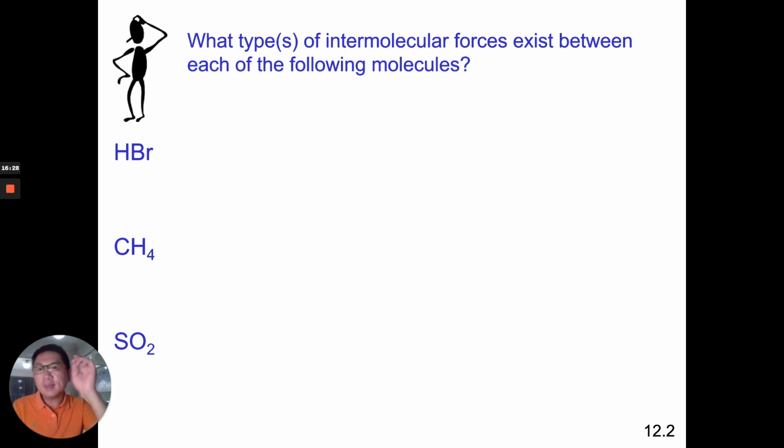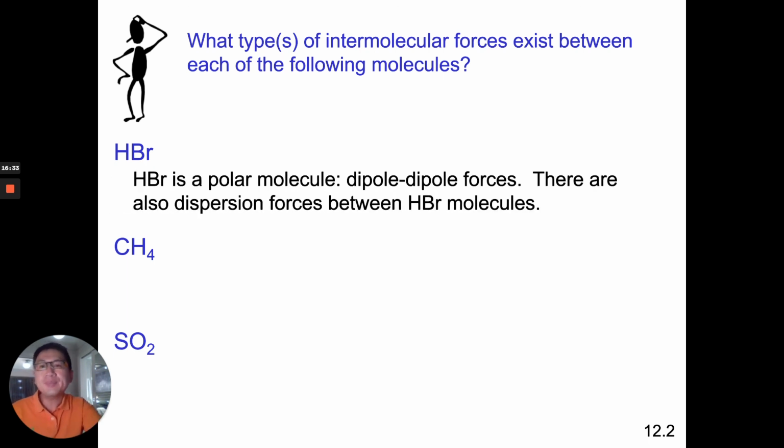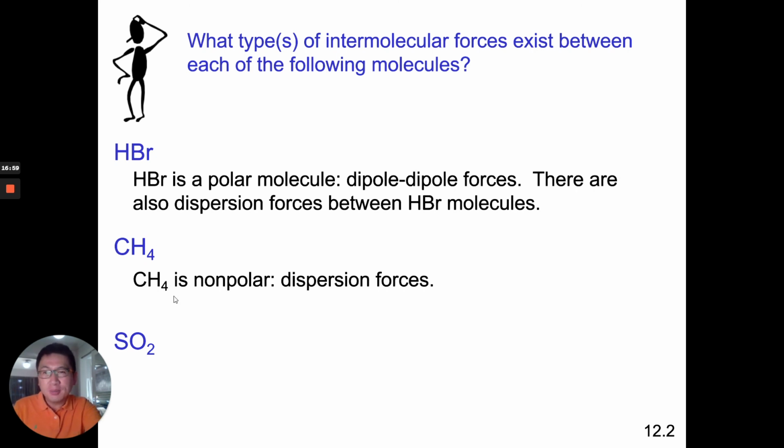Okay, so what types of intermolecular forces are going to occur in each of these? HBr. HBr is a polar molecule, and if it's polar, it will have dipole-dipole forces, and all molecules will have dispersion forces. All molecules will always have dispersion forces. Next thing, CH4, methane. If you drew the Lewis dot structure, you'll see that the hydrogens are all equally around it, meaning it's going to be nonpolar. And if it's nonpolar, it will not have dipole-dipole forces. It only has dispersion forces.